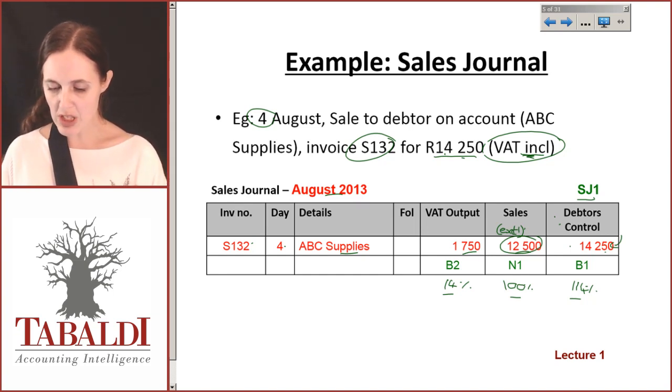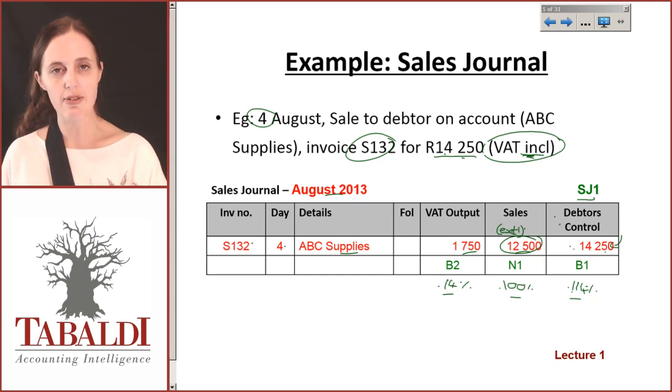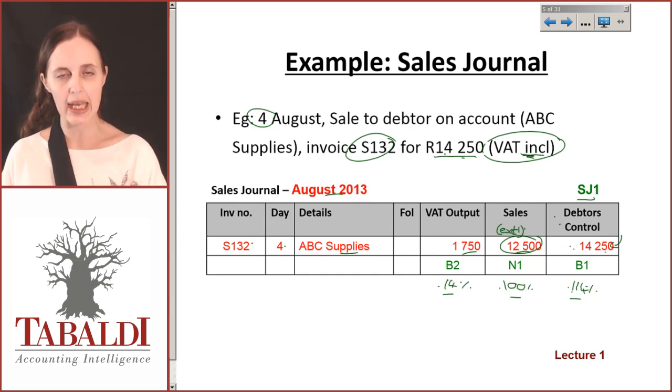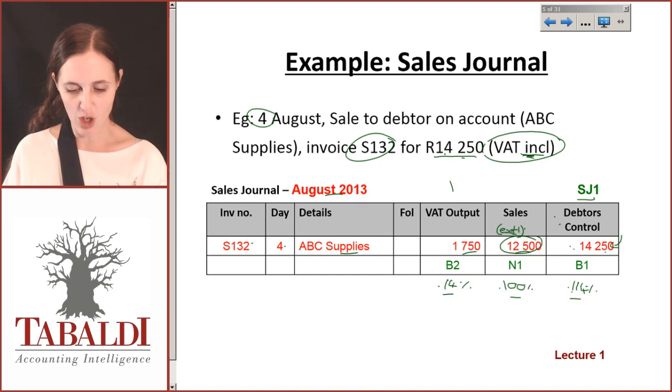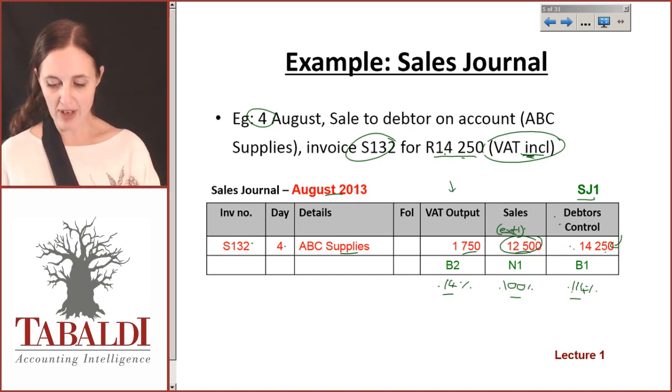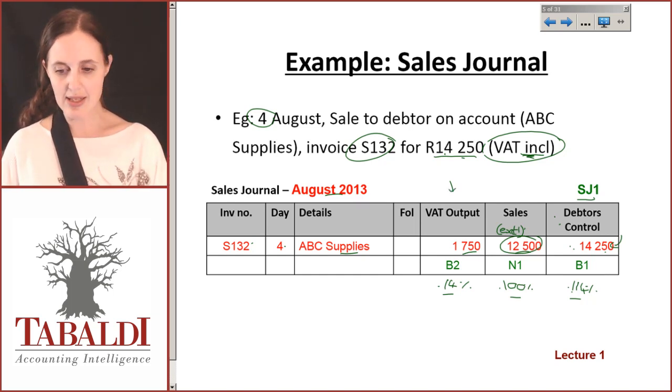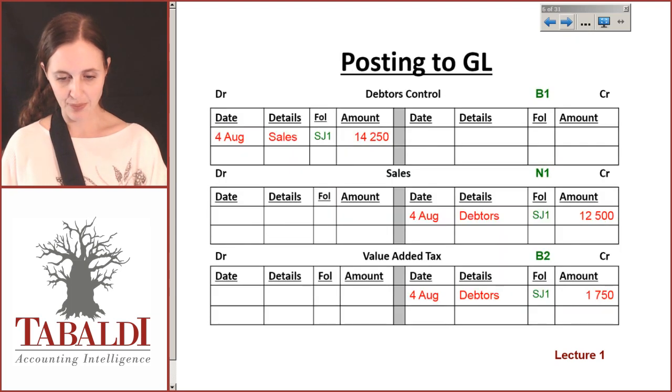So we would say 14,250 divided by 114 multiplied by 100 would give you your exclusive amount. 14,250 divided by 114 multiplied by 14 is going to give you your VAT output. Again, be very careful. You've got to get these columns right. So in terms of our sales journal, that is what your sales journal is going to look like.